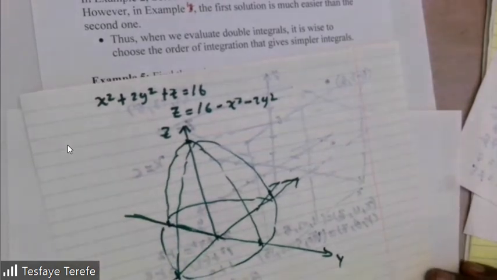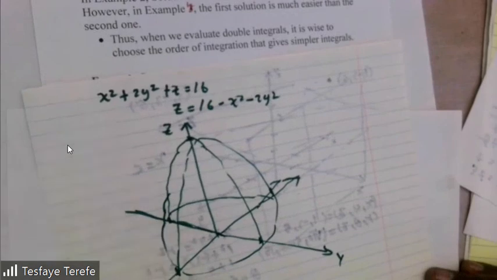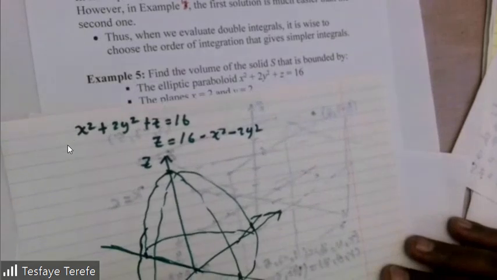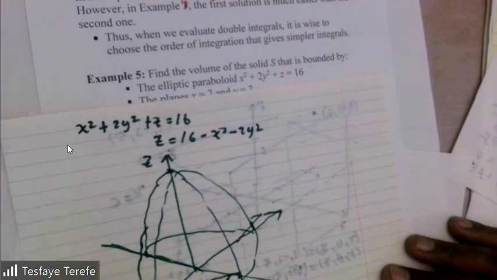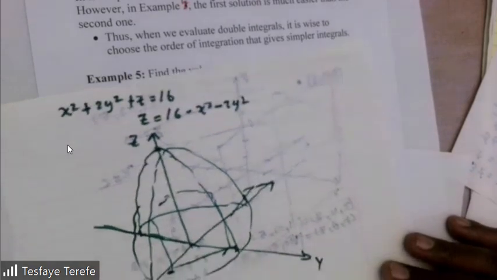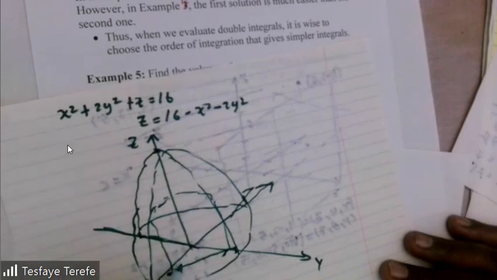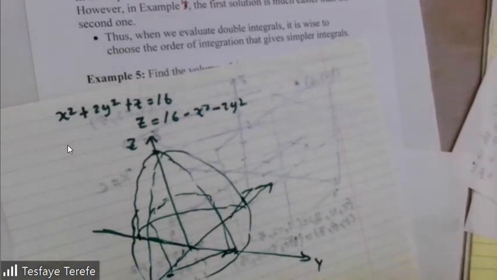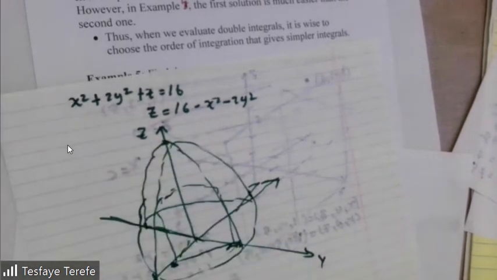And now what is really happening? This is a solid. But out of this solid, what you are asked to find is x equal to 2, y also equal to 2, and these planes. So it is a portion of this solid that you are going to integrate. Within this region, x is equal to 2, y is equal to 2, that is what you have. And a portion of it is cut, and you are going to get that volume.